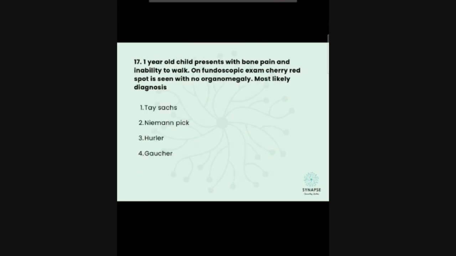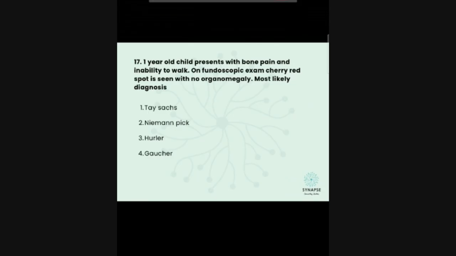Okay. Next, 1-year-old child presents with bone pain and inability to walk. Fundoscopic examination shows a cherry spot. What is the most likely diagnosis here? Bone pain, inability to walk. At 1 year, there is inability to walk, there is obviously developmental delay. Fundoscopy shows a cherry spot, but there is no organomegaly. Which of the options given below fits?